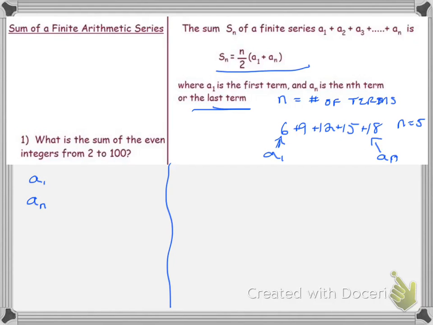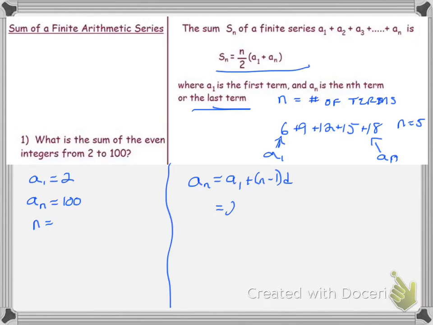Okay, so for this one, in order to find the sum, I need the A1, the A sub n, and the n. The A1 is 2. The A sub n is the last term. That's going to be 100. And the n is how many terms are in that series. Now, for this one, you might be able to find it logically, but it's not always going to be that easy, so I'm going to find it algebraically. And we're going to use the A sub n formula to find that term, because I know everything else except the n.